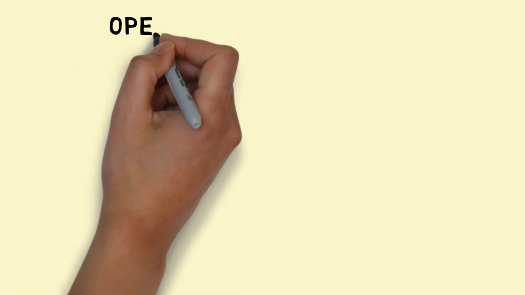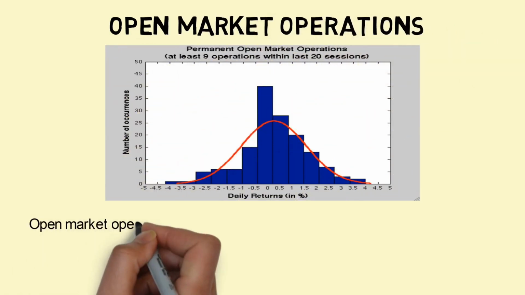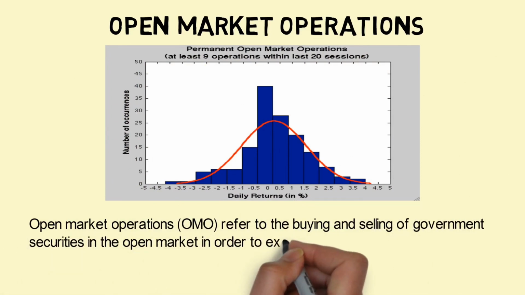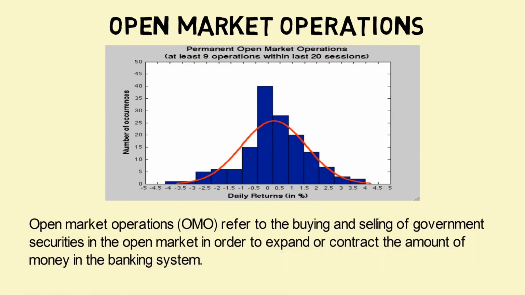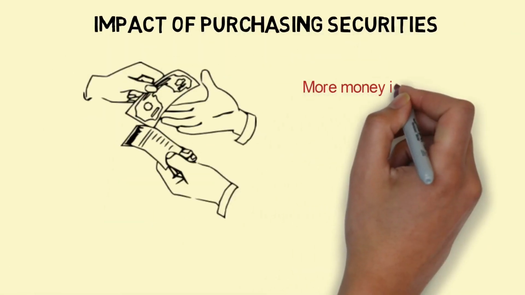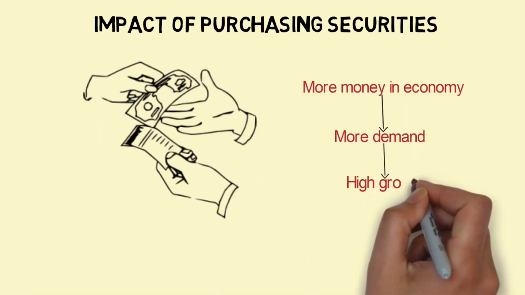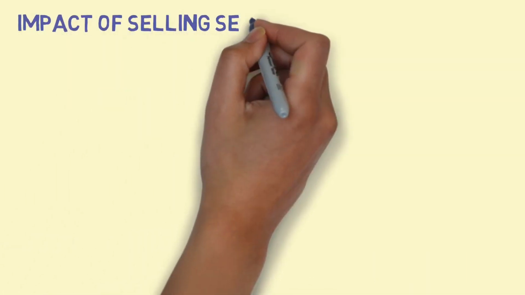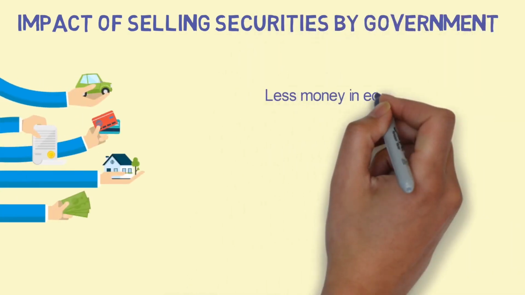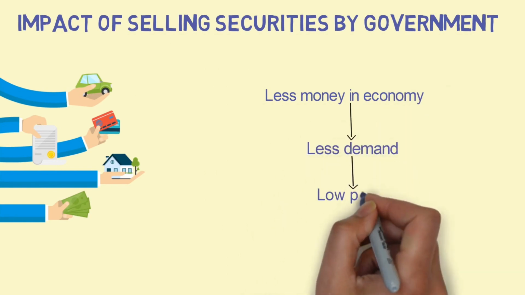Open market operations. Open market operations refers to the buying and selling of government securities in the open market in order to expand or contract the amount of money in the banking system. The impact of purchasing the securities: more money in the economy leads to more demand, which ultimately leads to a higher growth rate. The impact of selling government securities: it leads to less money in the economy, which leads to less demand for goods and services, which ultimately leads to lower prices in the economy.